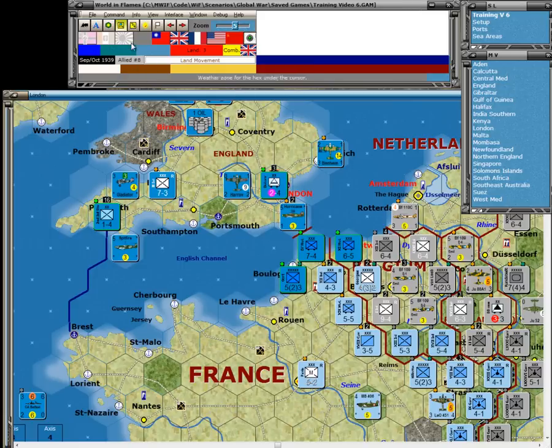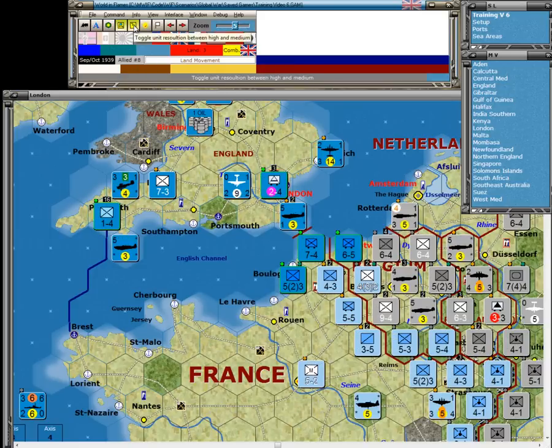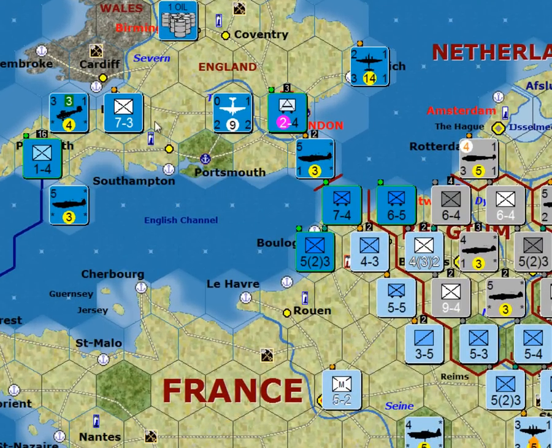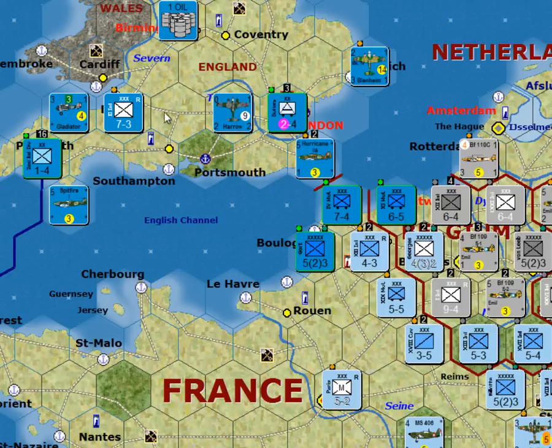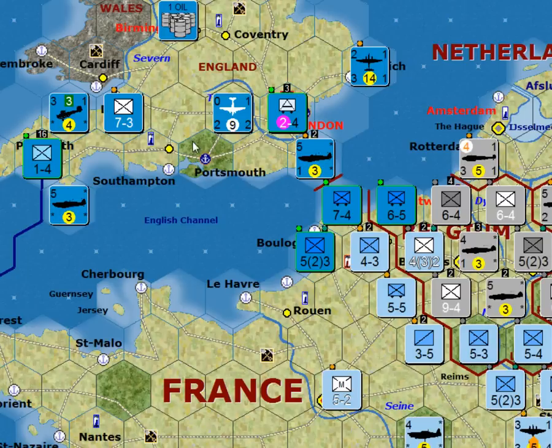In this case, it's a high resolution, and if we click on this, it'll go to medium resolution. And what's happened is the names and some of the other detailed information has disappeared, but the numbers and the symbols have become larger. So if you look at the 7.3, when I go back to high resolution, we now have the name for it, but the number 7.3 is smaller. Other changes that happen at medium resolution are you just get the symbols for the air units. This is an air transport, this is a fighter, this is a naval air, this is a tactical bomber.